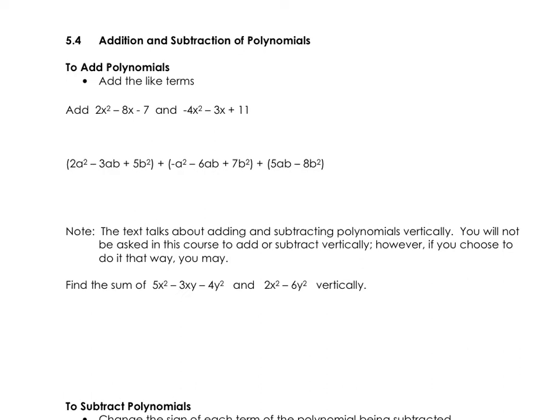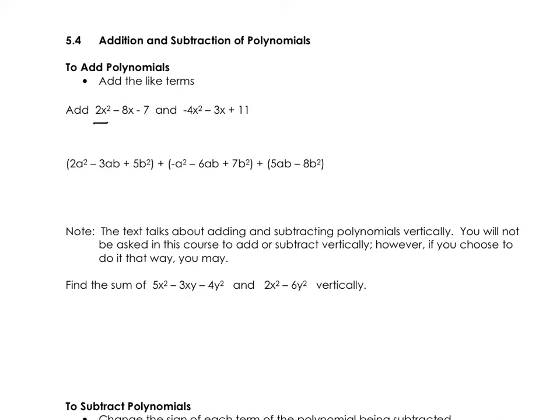Section 5.4, Addition and Subtraction of Polynomials. To add polynomials, add the like terms. Like terms have the exact same variables raised to the exact same exponents. So if we want to add 2x squared minus 8x minus 7 and negative 4x squared minus 3x plus 11, we want to add the like terms so they have to have the same variable with the same exponent.